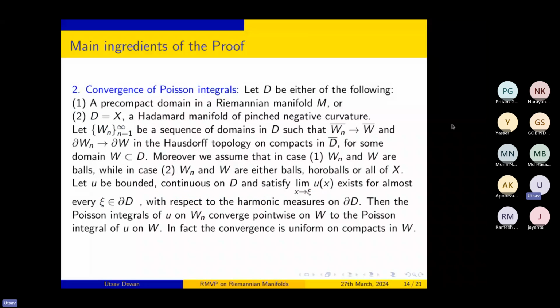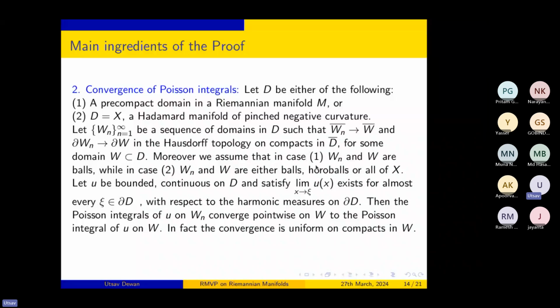The second thing is the convergence of Poisson integrals. So here the rough idea is that you have a sequence of domains again. Either in the local situation, where D is a pre-compact domain in the Riemannian manifold M, or in the global situation, where D is a Hadamard manifold of pinched negative curvature. We are considering both cases. So you consider a sequence of domains Wn in D, so that Wn closure is converging to W closure, as well as its boundary del Wn is converging to del W in the Hausdorff topology on compacts in D closure, for some domain W in D.